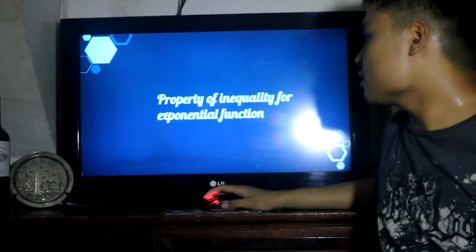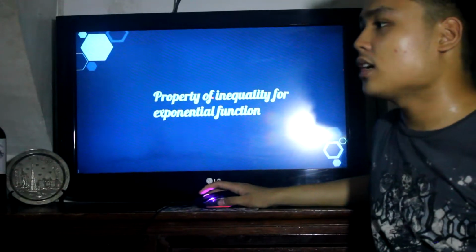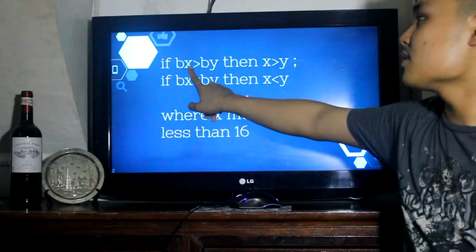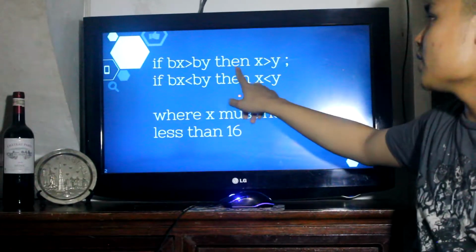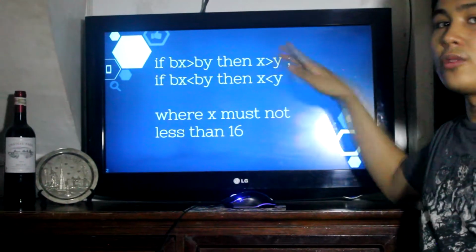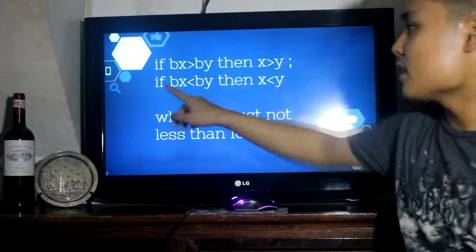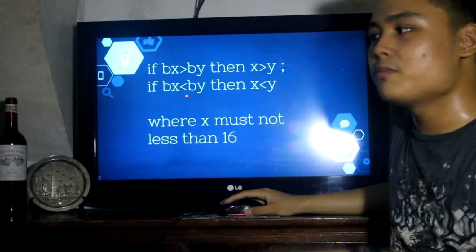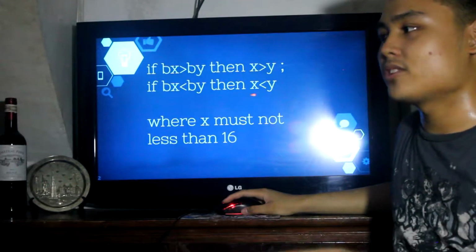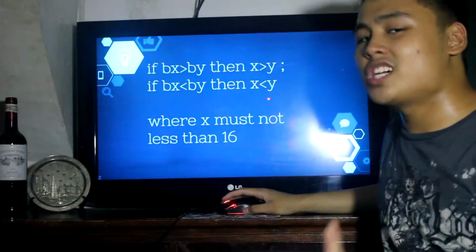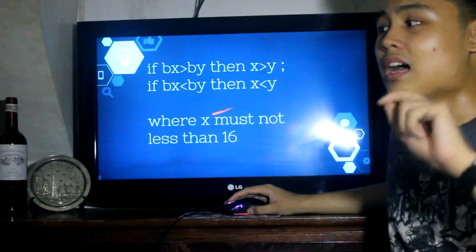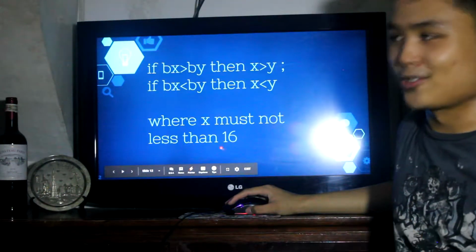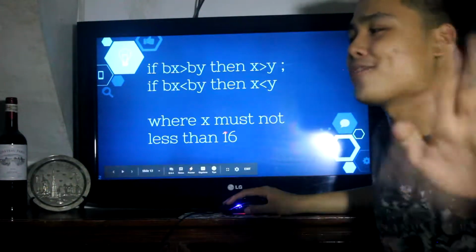So, may property rin siya yung inequality. Yung una, if b raised to x is greater than b raised to y, then x is greater than y. Or vice versa, if b raised to x is less than b raised to y, then x is less than y. Meron tayo isang general rule na kung saan ang b ay dapat hindi less than 0.